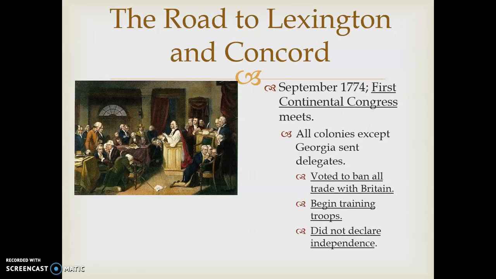So in response to the Intolerable Acts, the First Continental Congress will meet in Philadelphia, Pennsylvania in September of 1774. All colonies except Georgia sent delegates. Georgia did not send a delegate because they were too far south and could not make the meeting in time due to travel time. The first thing they did was vote to boycott all trade with Britain. They began to train troops, but were not quite ready to declare independence. Kind of like saying, if you push us, we will push back.